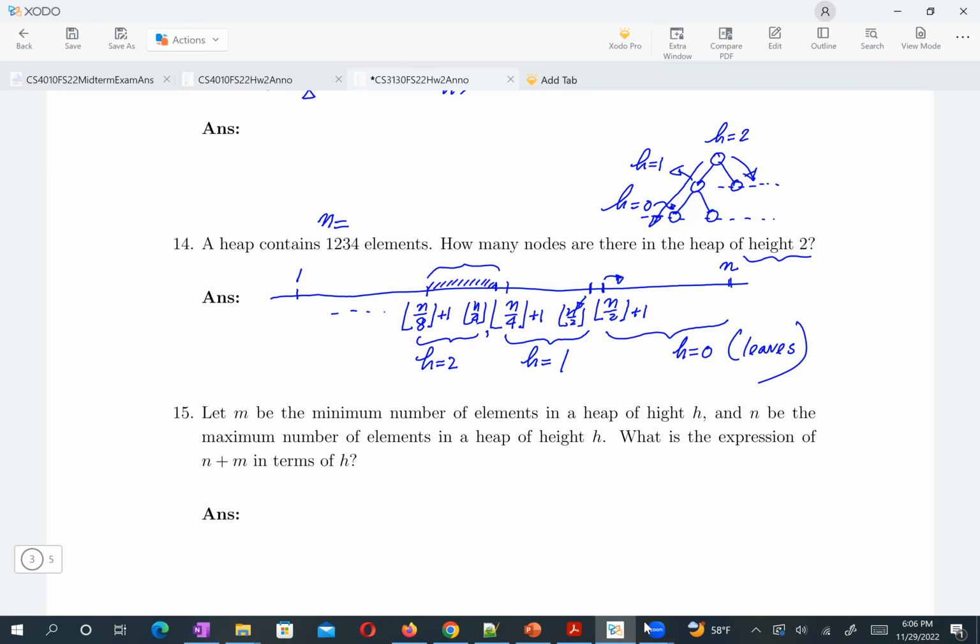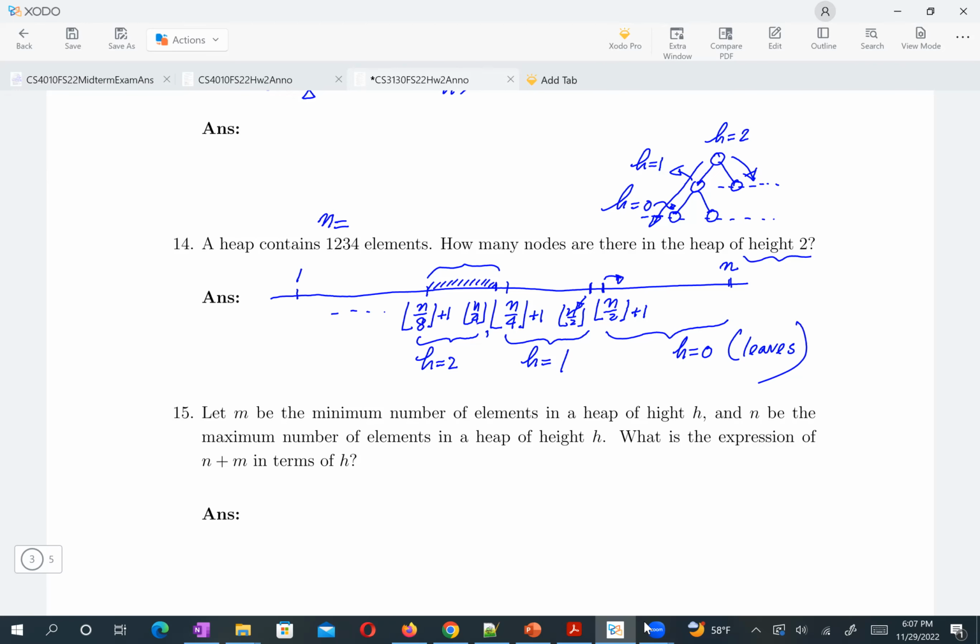We have the formula. In the notes, you can find the formula for the number of nodes with a given height. You can plug in and do the calculation directly.